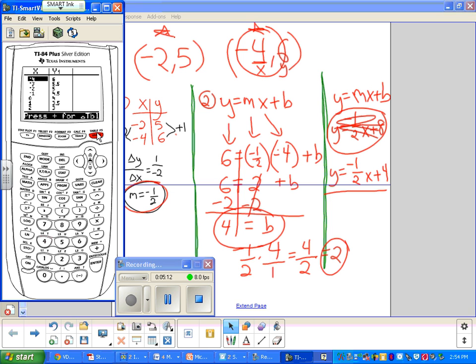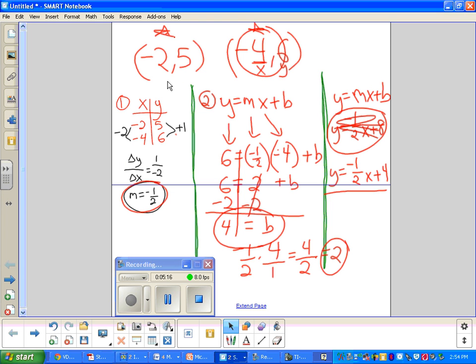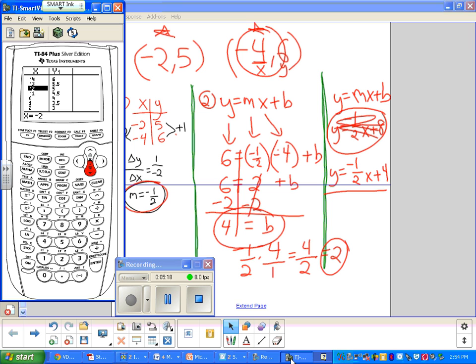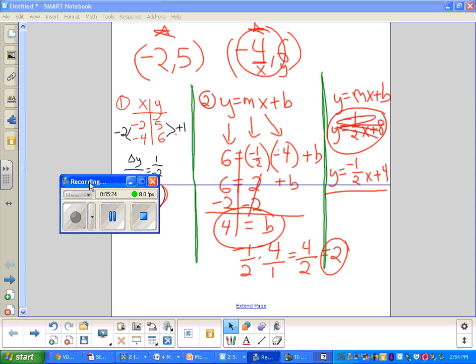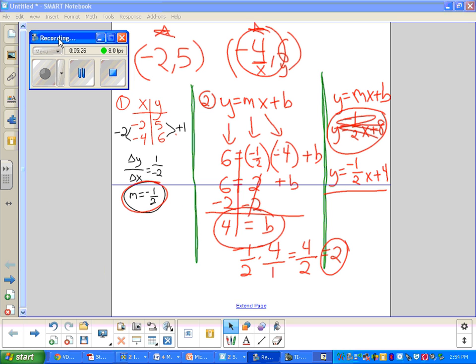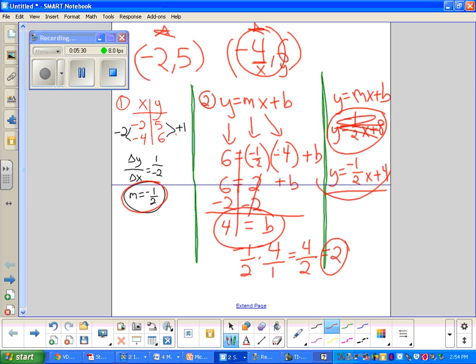It contains -2 and 5. That part's correct. And it contains -4 and 6. So that's why I want you to check it. You can see where your mistake was, or see you made a mistake, and then you can fix it. So that is my correct answer, -1/2 x plus 4.